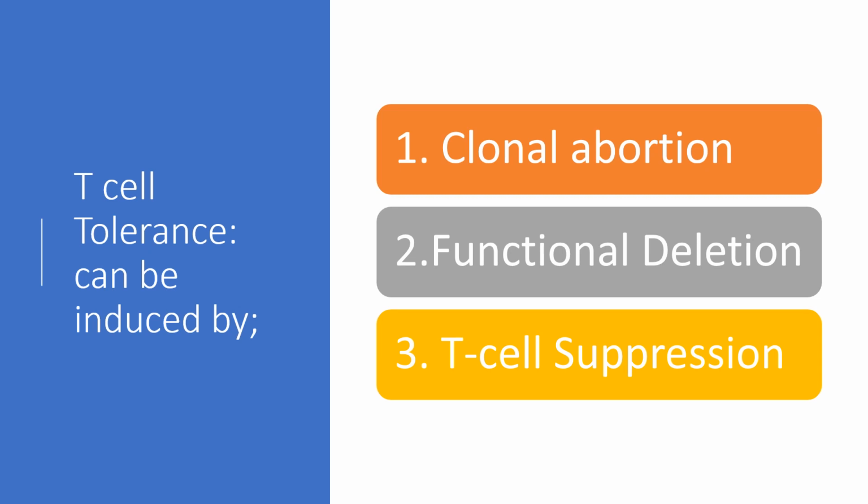While functional deletion, on the other hand, occurs when one T cell subset becomes tolerant to an antigenic determinant and fails to stimulate a functional B cell to produce antibody. And for T cell suppression, this occurs when suppressor T cells actively suppress other T cell subsets or B cells.